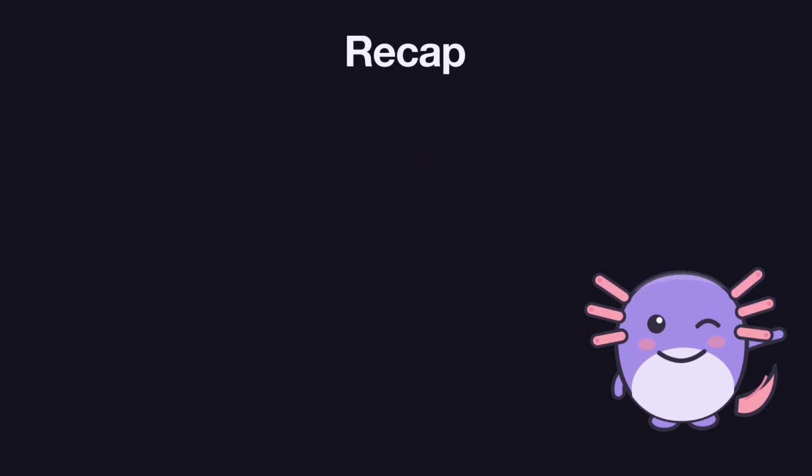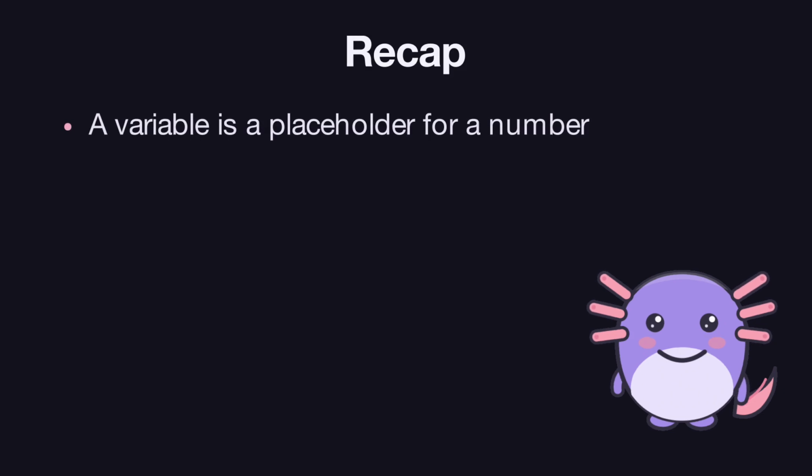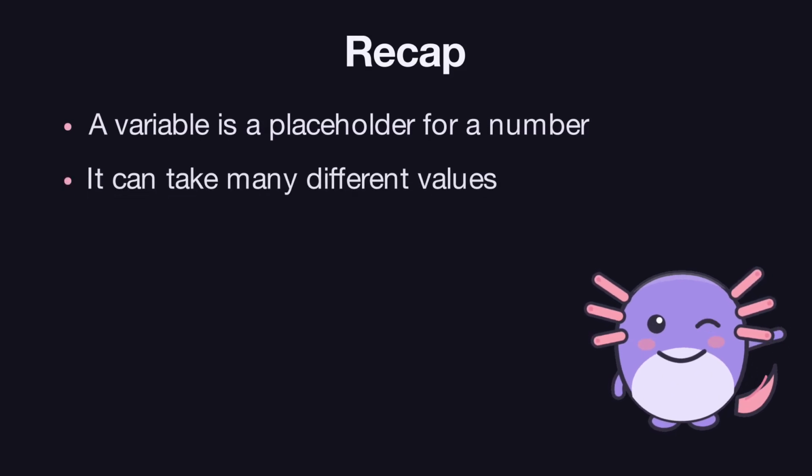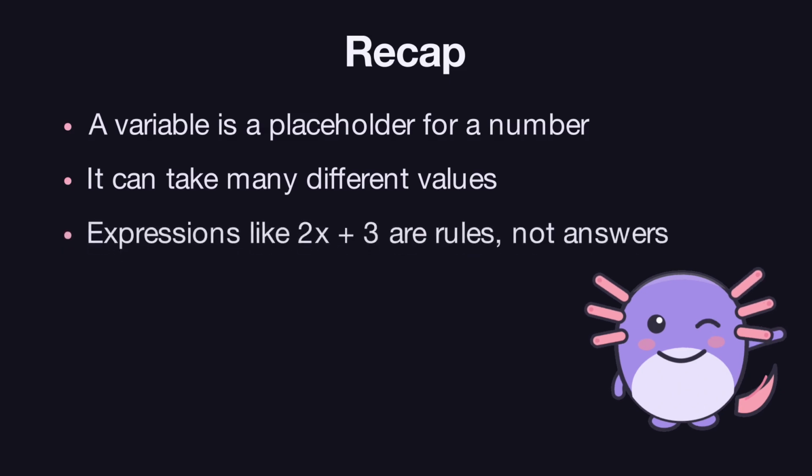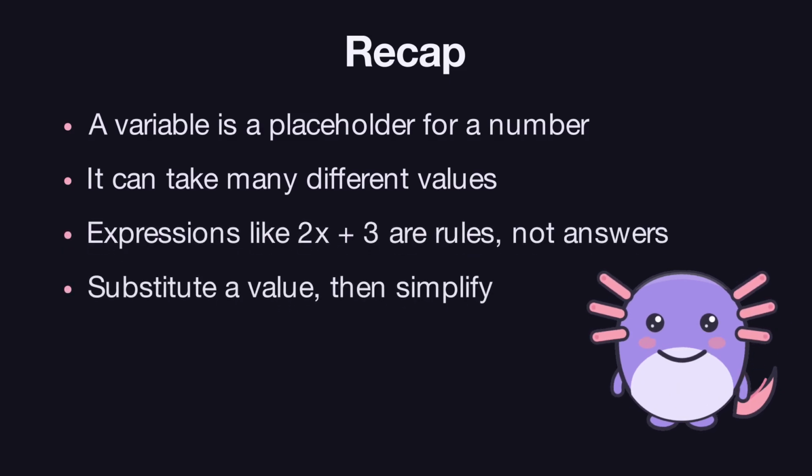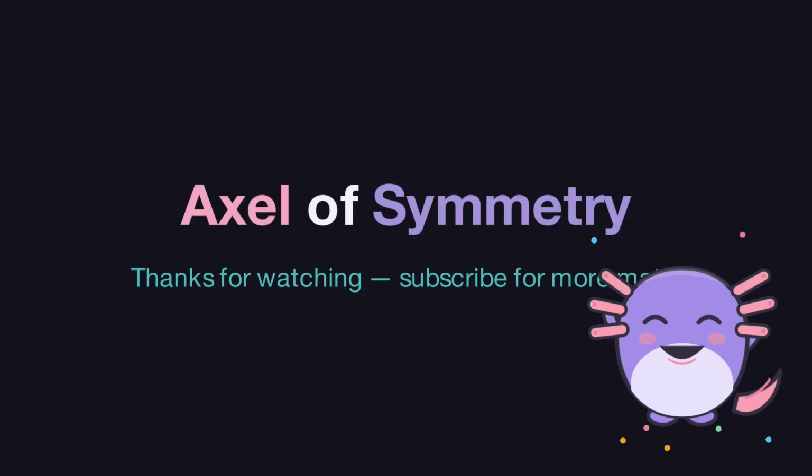Let's recap what we learned. A variable is a placeholder for a number, and it can take many different values. Expressions built from variables are rules. You substitute a value, then simplify to get your answer. And that's variables in a nutshell. In the next episode, we'll use them to solve real equations.